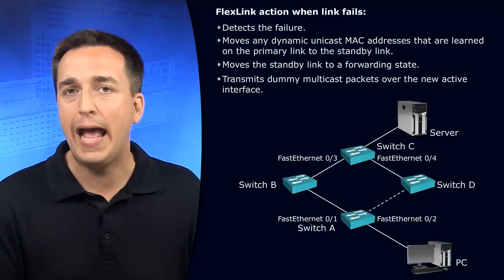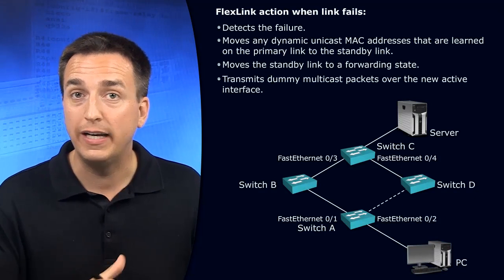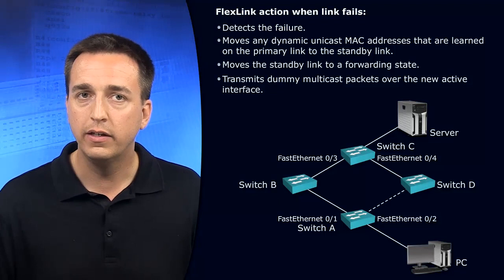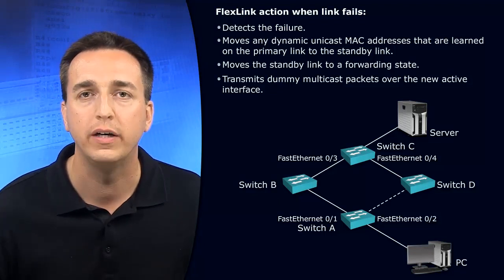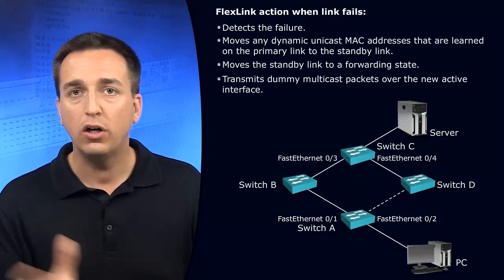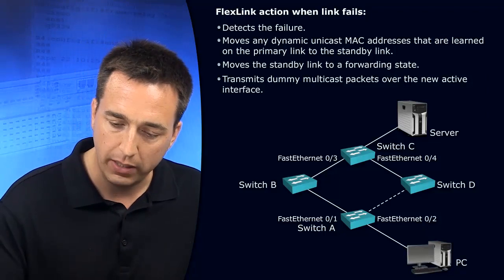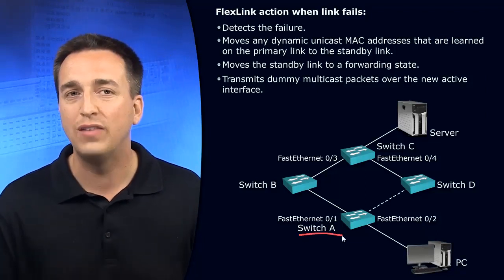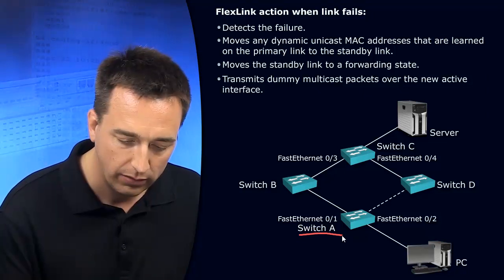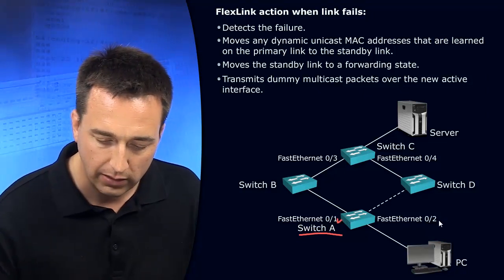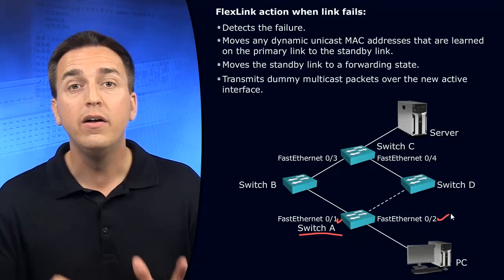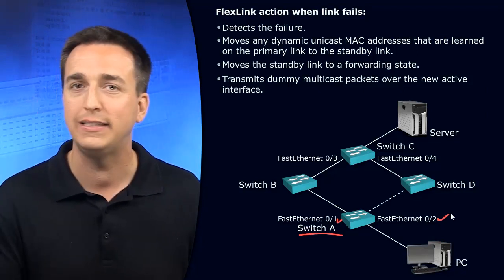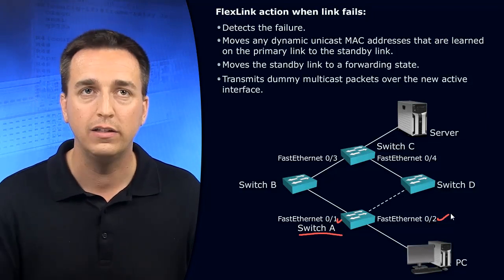Let's examine what happens when a FlexLink failure occurs. What I'm referring to here is the active link that is currently forwarding traffic goes down. As a result, the standby link has to come up. So in this example on switch A, this is where we have our FlexLinks configured, FastEthernet 0/1 and FastEthernet 0/2. As you can see, FastEthernet 0/2 is currently the standby link, and FastEthernet 0/1 is the active link.